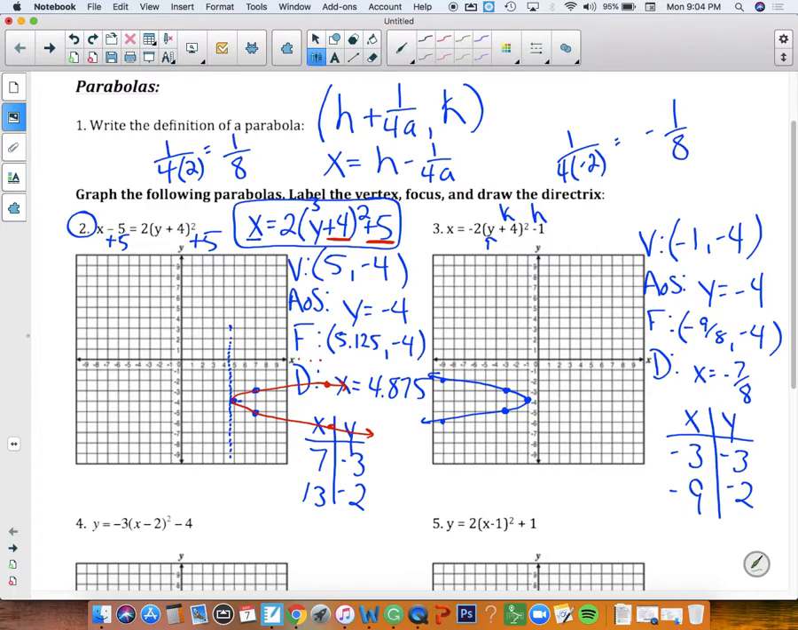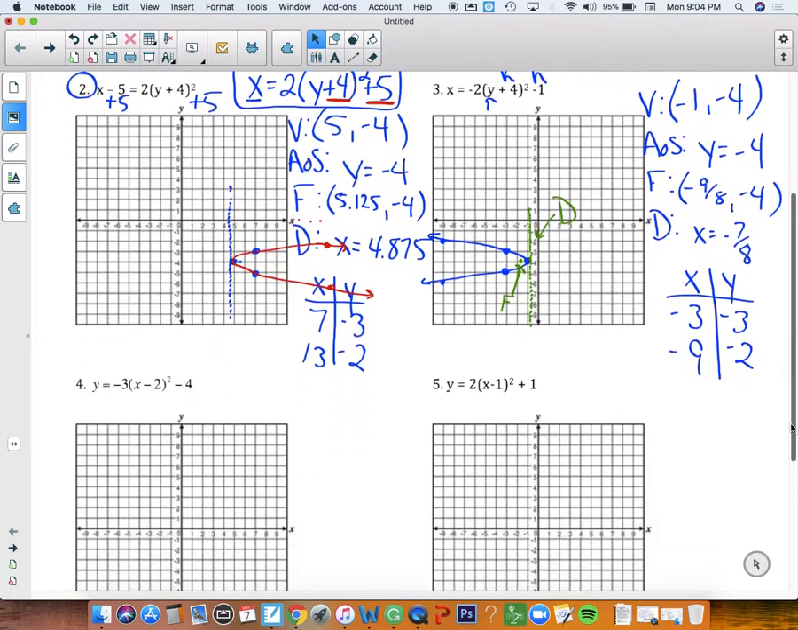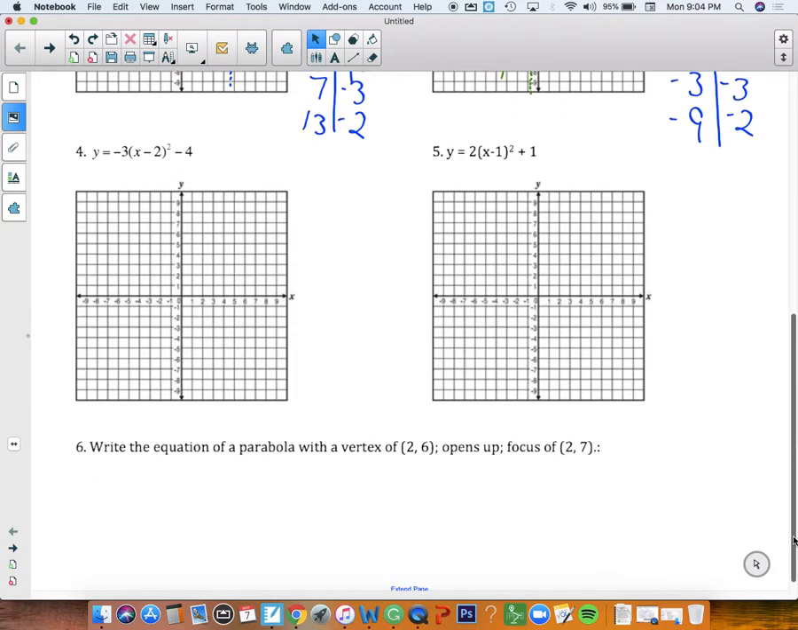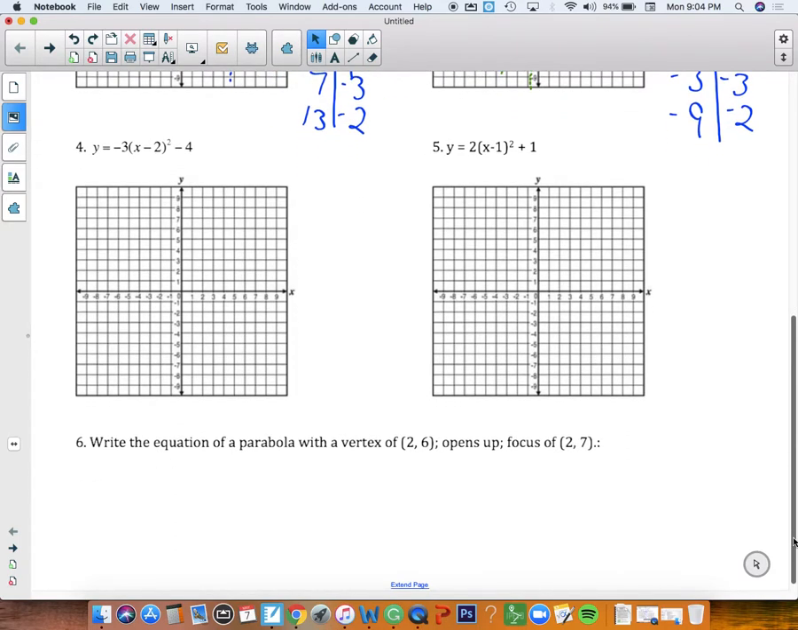We need focus and directrix. So directrix is negative 7/8, so that's really close to the vertex right here. So that's the directrix. And then my focus will be kind of on the inside there, just like that. And that is your other parabola, okay? So I'll do one of these y equals parabolas down here, and then after I do the algebra one down here, I'll jump to the circles next, I think.